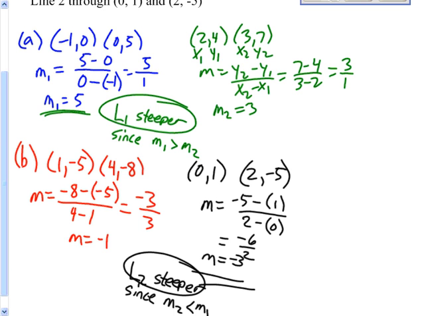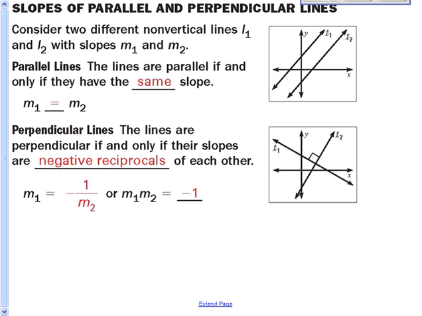All right, let's talk a little bit about parallel and perpendicular lines. Well, if you recall from your beginning algebra course, parallel lines, if they do not intersect, they are parallel. Well, if they don't intersect, then they must have the same slope. If they don't have the same slope, they're going to intersect at some point. Okay, so to be parallel, slope 1 must be equal to slope of line 2.